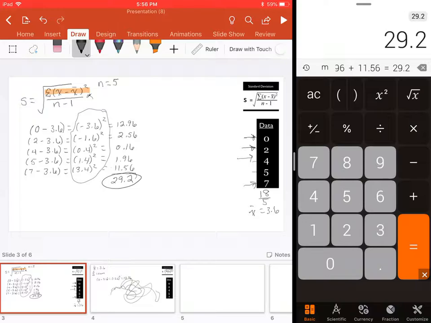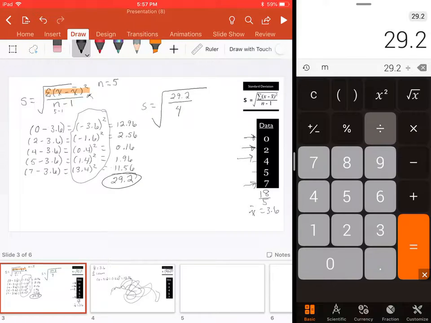So first of all, I want to talk about the bottom. N equals 5, so 5 minus 1 is going to equal 4. So when we plug this into the equation, the top number is 29.2, and the bottom number, N minus 1, is 5 minus 1, which is 4. That is a very big square root sign, and that is equal to the standard deviation. So let's just plug this into the equation.